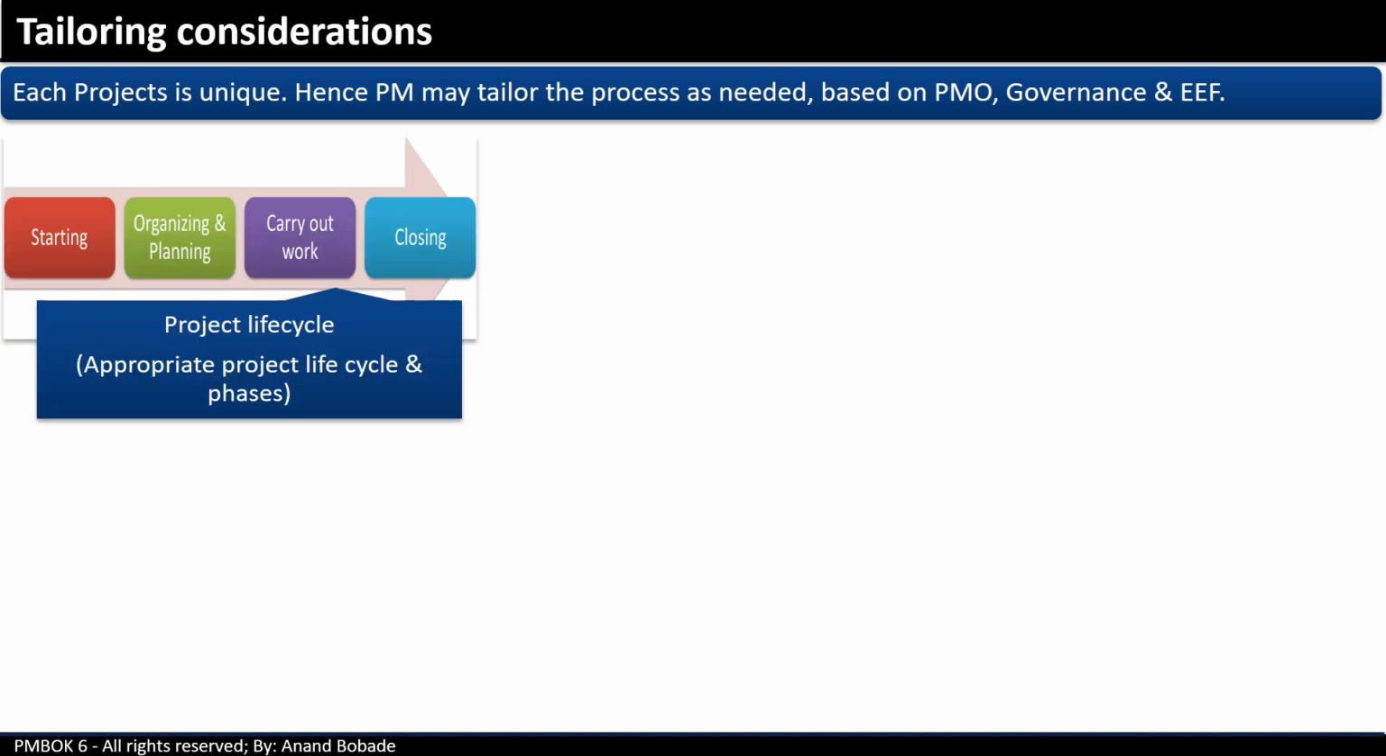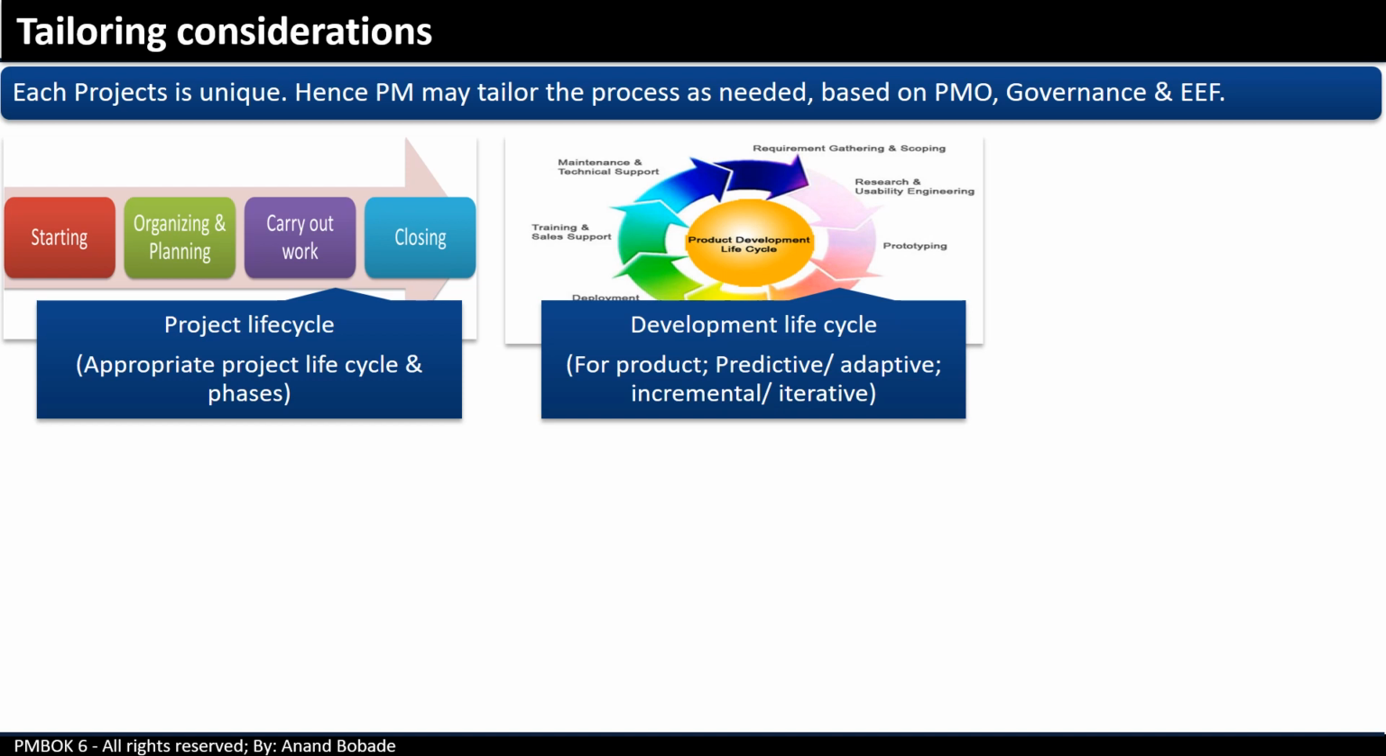The key tailoring considerations are project life cycle. Deciding the appropriate project life cycle and project phases according to the need of a project, and of course based upon the organization's project management methodology. For example, the project manager may drop the procurement process if there is no need of procurement on the project.